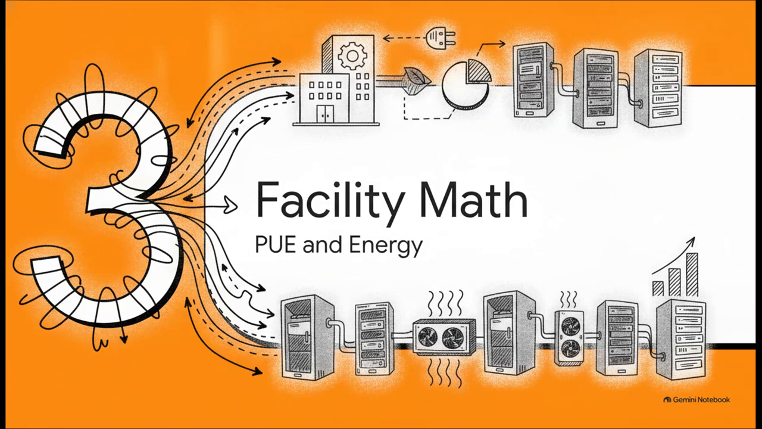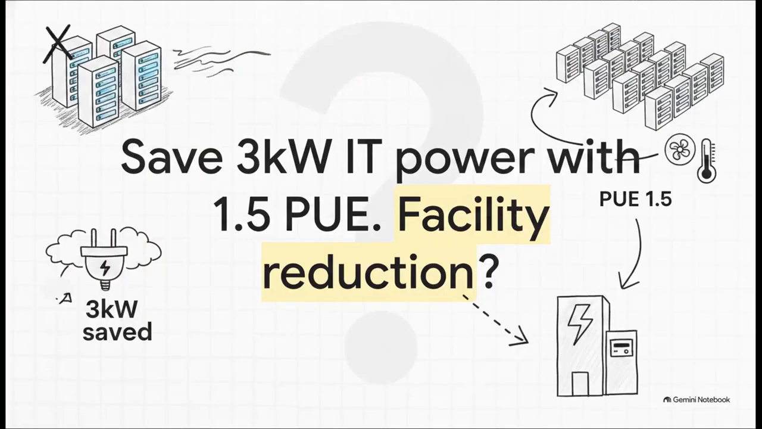All right, Section 3, Facility Math. Now that we've mastered the server level, let's scale things up and look at the broader facility impact. This is where power usage effectiveness, or PUE, comes into play. Here is your next scenario for the scratchpad. Say you've decommissioned 20 idle servers, saving exactly 3 kilowatts of IT power right there on the data center floor. The facility itself has a PUE of 1.5. Go ahead and pause the explainer again, calculate the total facility power reduction, and we'll check your work.